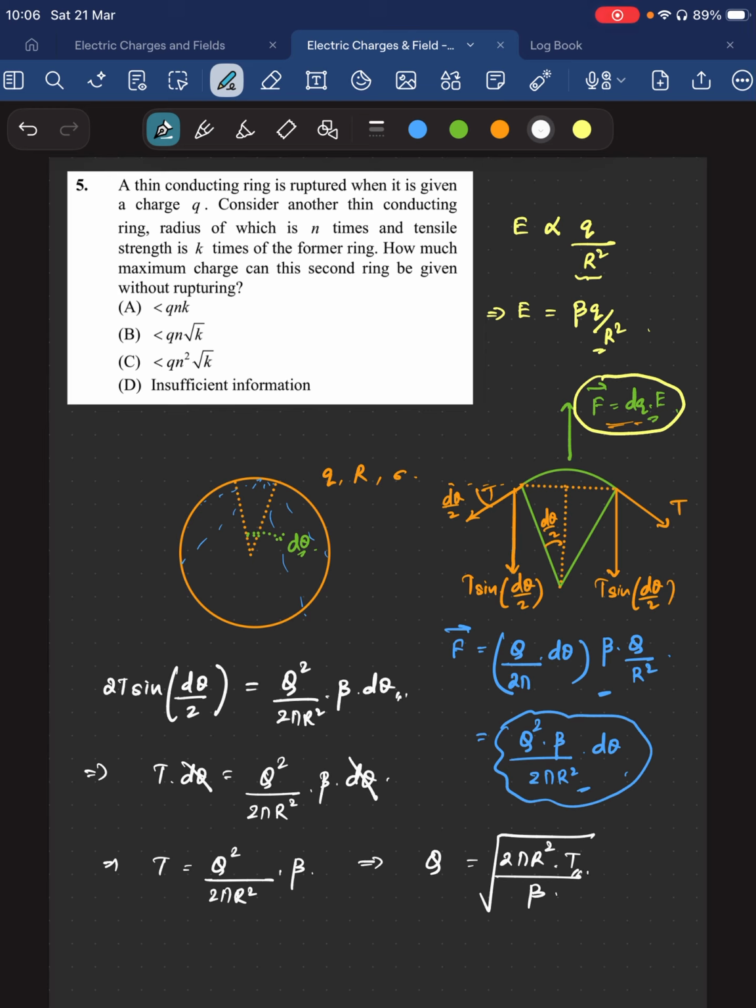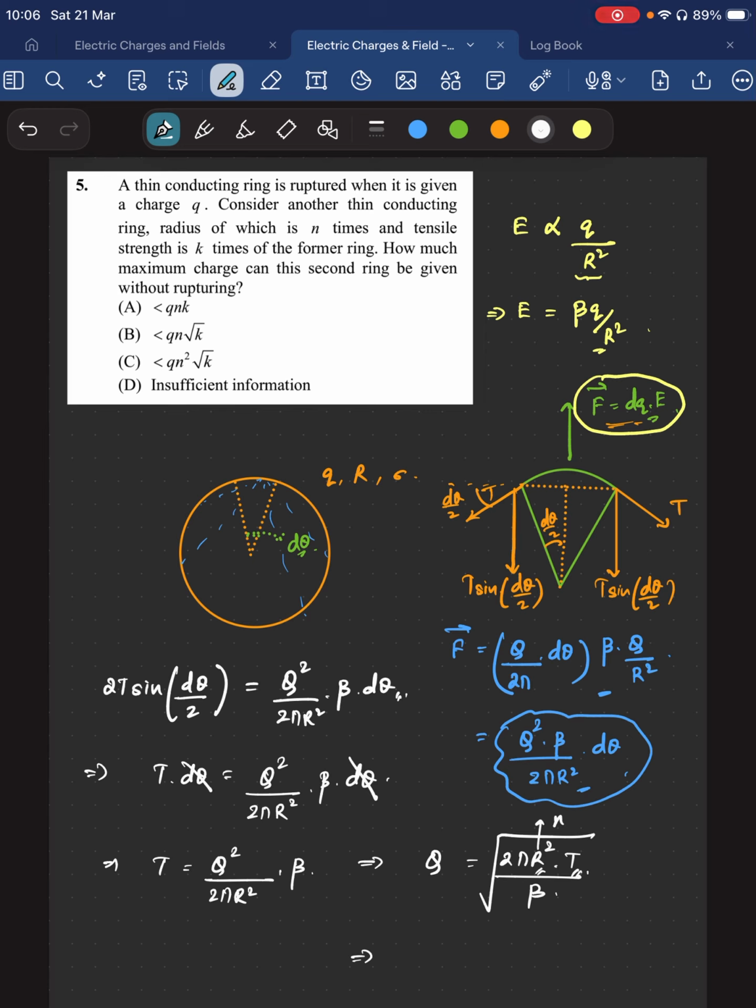Okay, so now we are considering a new ring, and this new ring has n times the radius of the former one, and it has k times the tensile strength of the former ring, right? So what is the maximum charge which I can place on it right now? If you notice, every other step over here will be similar. We'll be writing a similar kind of expression. The only thing is that your radius now increases by n times, and your tension now increases by k times.